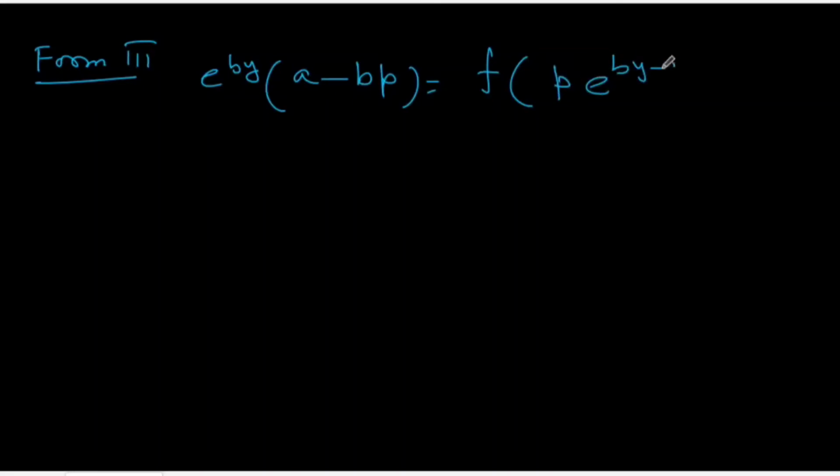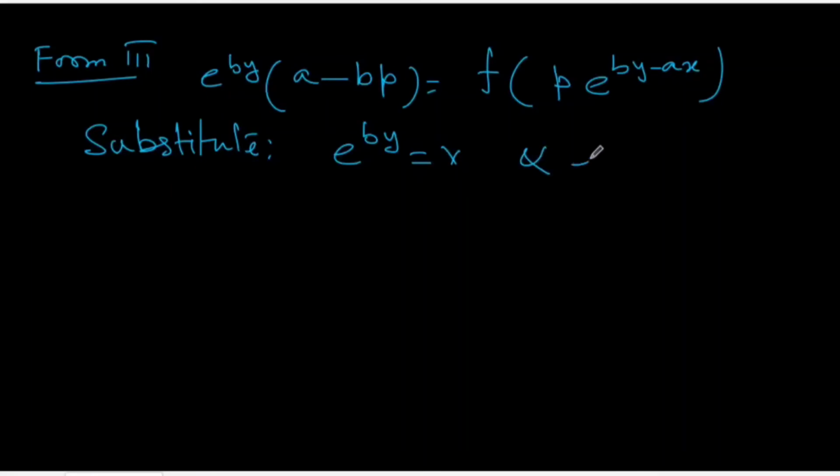Form 3, another important form, is e to the power ay times (ap) equals some function of p times e to the power (by minus ax). And here we substitute e to the power by equals v and e to the power ax equals u, and an equation of this form will reduce to Clairaut's form. Let's understand this by an example.